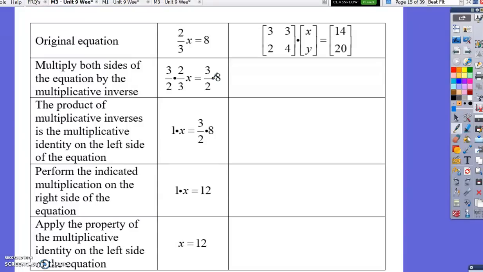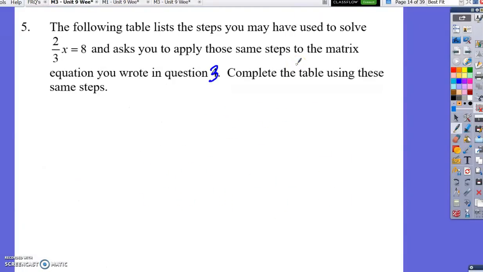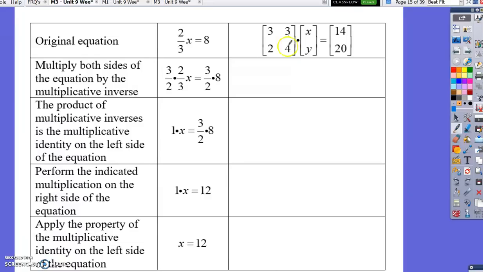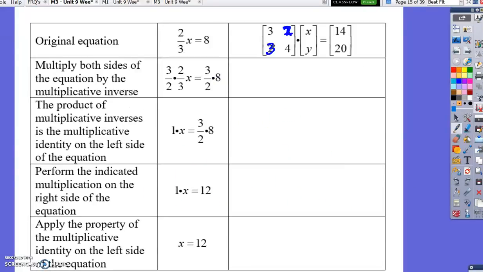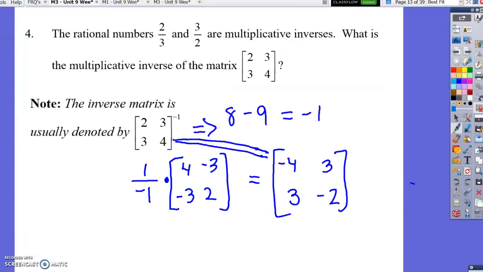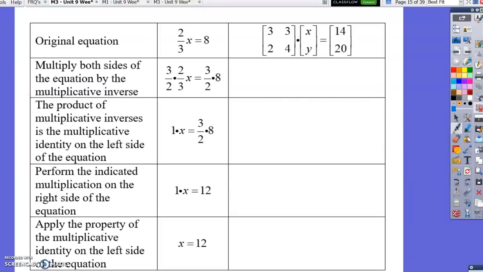Okay, so we have our matrix equation that we wrote. It is written wrong, so let's fix it. It should be 2, and that should be 3. Let's see, actually. This is wrong. 2, 3. Those are just in the wrong places.